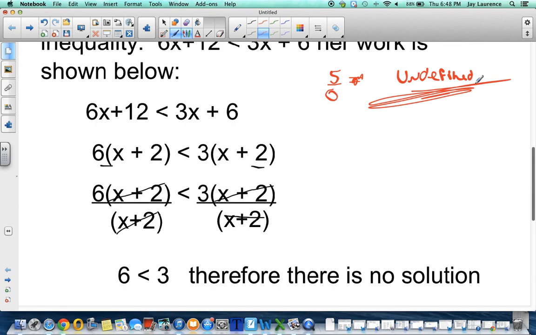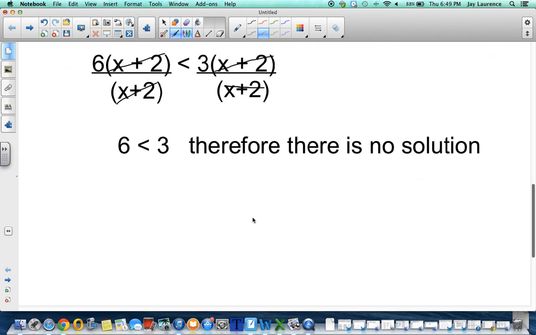It's undefined. The problem with dividing by this x plus 2 quantity is that if x equals -2, which it might, what happens to our division? Our denominator, we end up dividing by 0. You are never allowed to divide by 0.